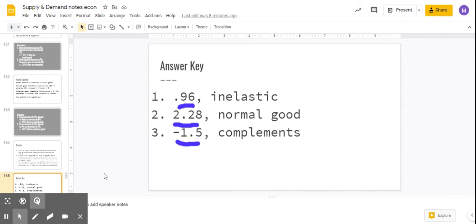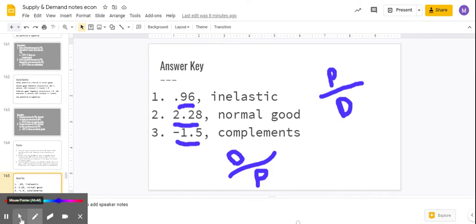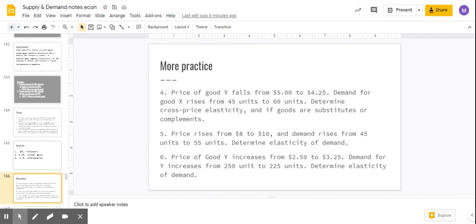So hopefully this work checked out. If it doesn't, the biggest problem I see is kids flip the equation. A lot of times they'll do the change in price divided by the change in demand, and that's going to screw you up. Remember, the correct method is always demand divided by price. So check your work if you messed up. It's simple enough math, but it's easy to make mistakes. Always double check your work. All right, 4, 5, and 6.